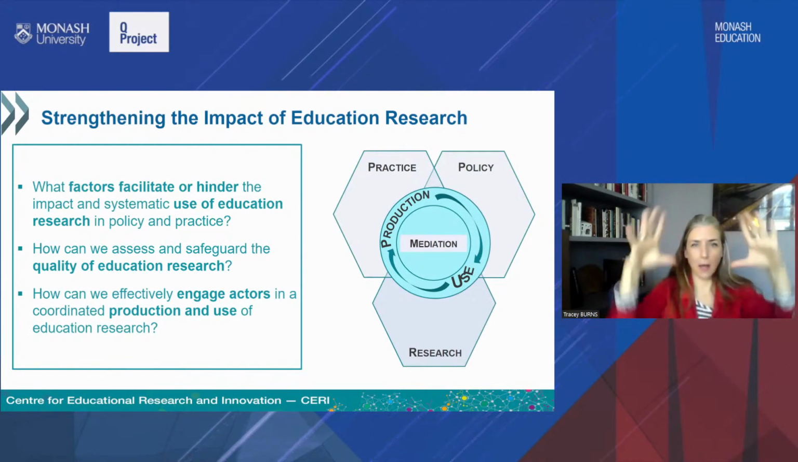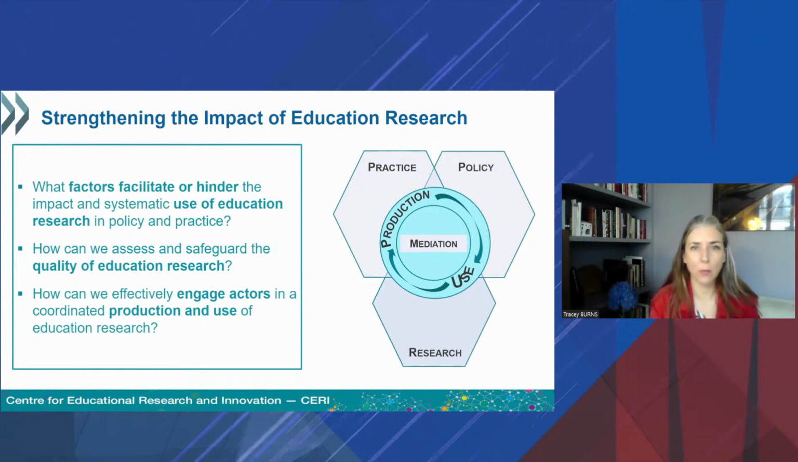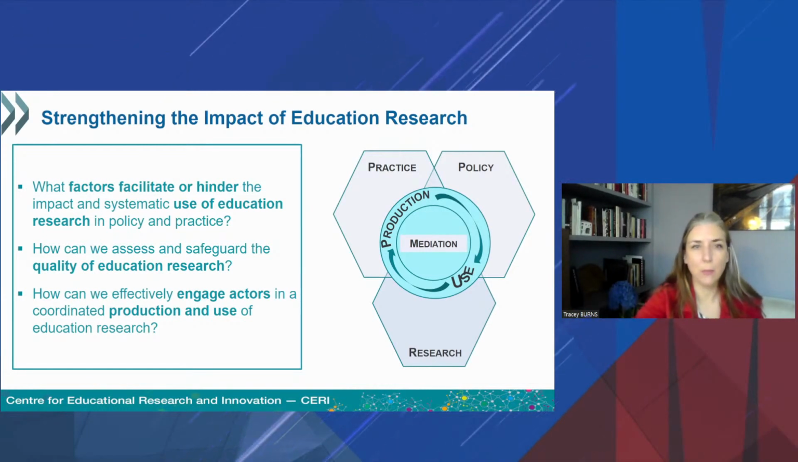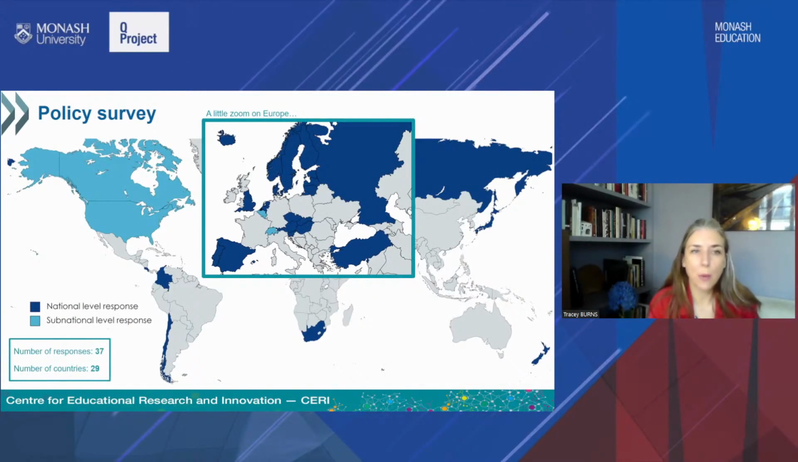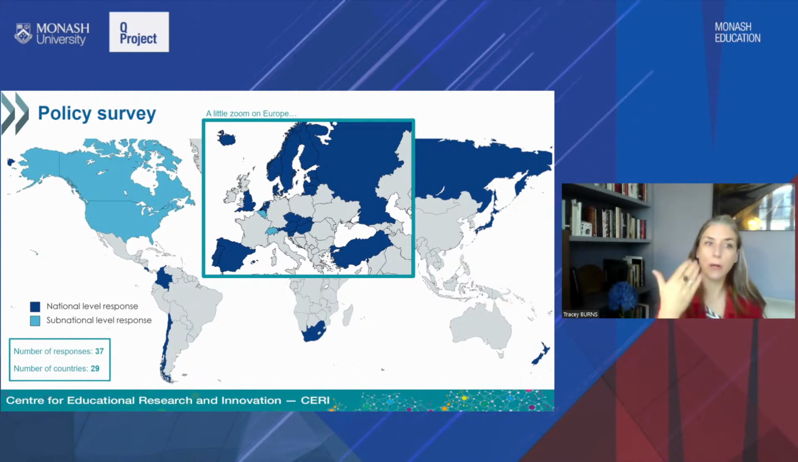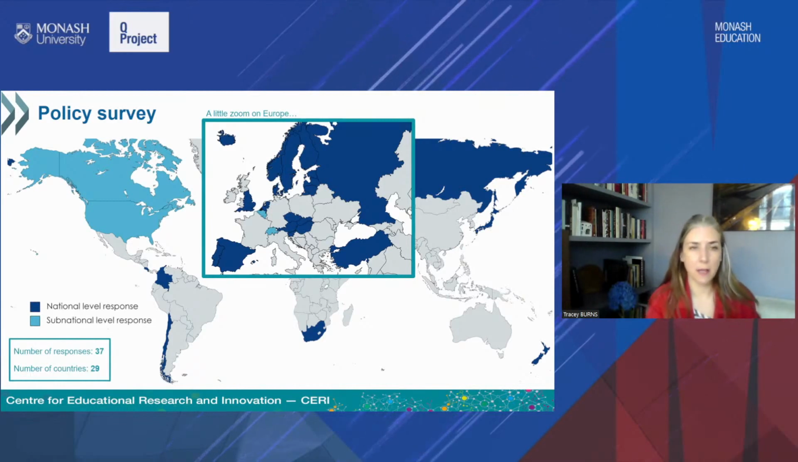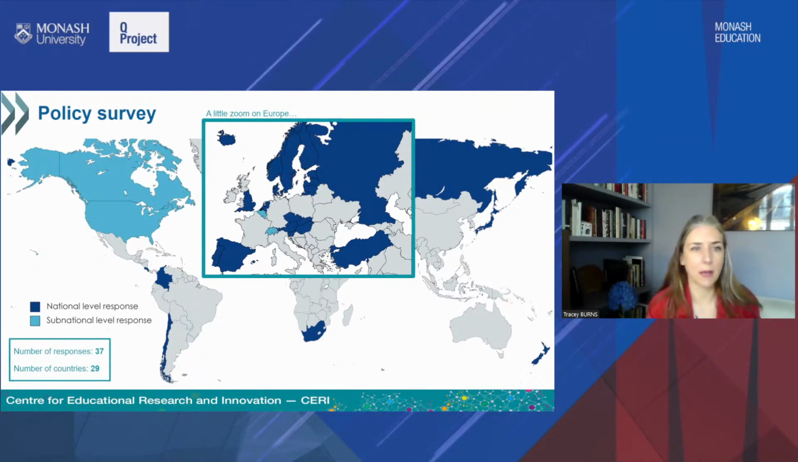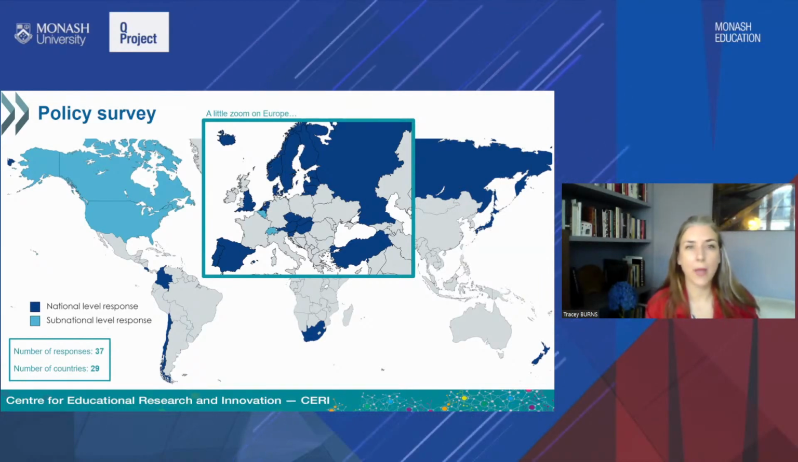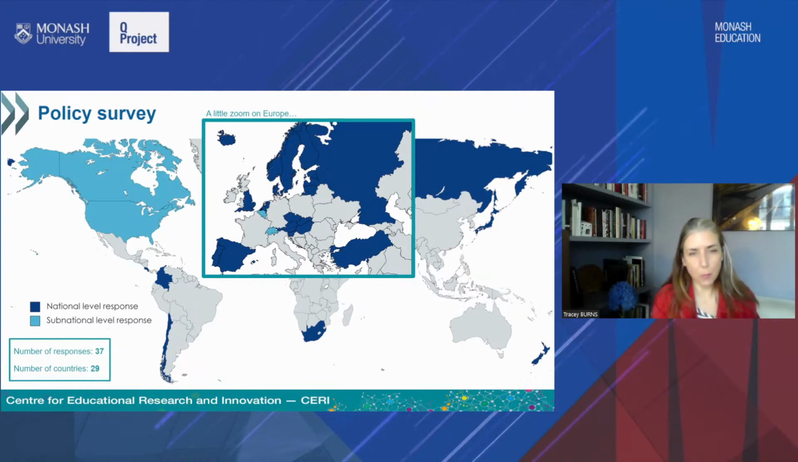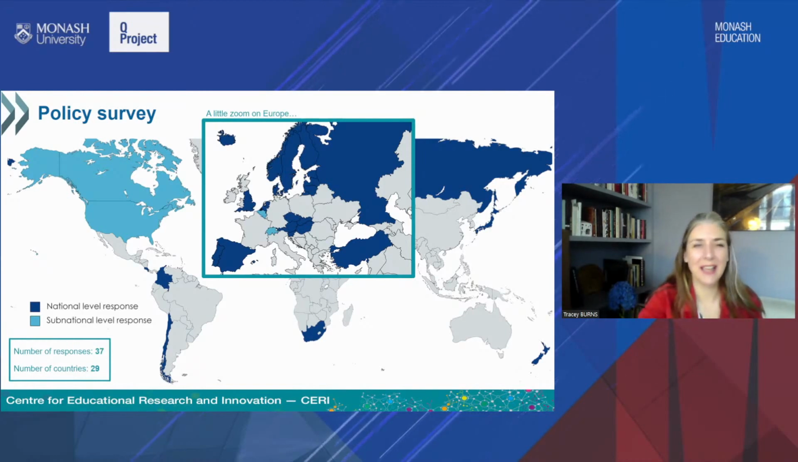I love the Q model that Joe presented at the beginning. I think it's such a powerful way to think through the different elements and how you might want to move those forward. One of the first things we've been doing is running a policy survey asking ministries, what kinds of activities do you take? How do you support the use of research in policy and practice? Thus far, we have 37 answers from countries, states and regions, and you can see those mapped out here. We're still encouraging submissions, so if an Australian state would like to submit, we would welcome it.